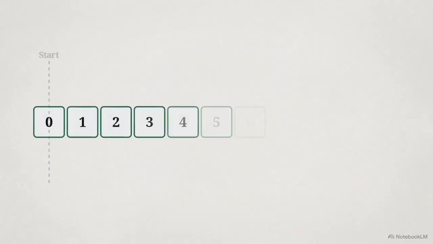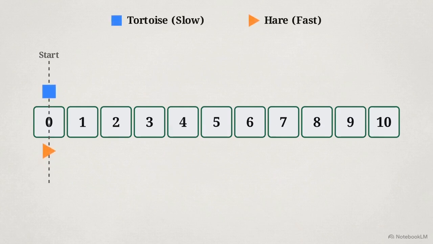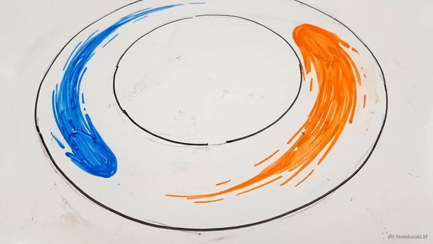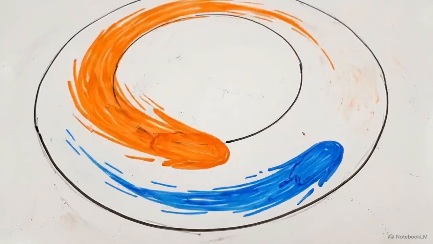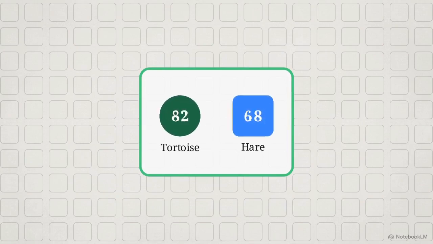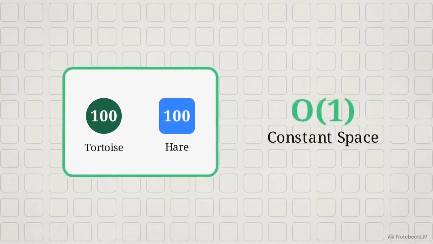Instead of storing a history, we create two separate pointers. The slow pointer, our tortoise, applies the math transformation exactly once per iteration. At the exact same time, the fast pointer, our hare, applies the exact same transformation twice per iteration. When two objects move at vastly different speeds inside a continuous loop, they will inevitably interact and collide. The tortoise and hare method achieves the exact same cycle detection strictly within big O of 1 constant space.